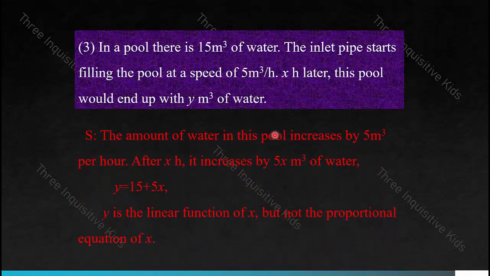Well, the amount of water in this pool increases by 5 meters cubed per hour. After x hours, it would have increased by 5x meters cubed of water. So this means y is equal to 15 plus 5x. Therefore, y is a linear function of x, but not a proportional function of x. Okay, so here I'm going to change something. It is not equation. This is function.